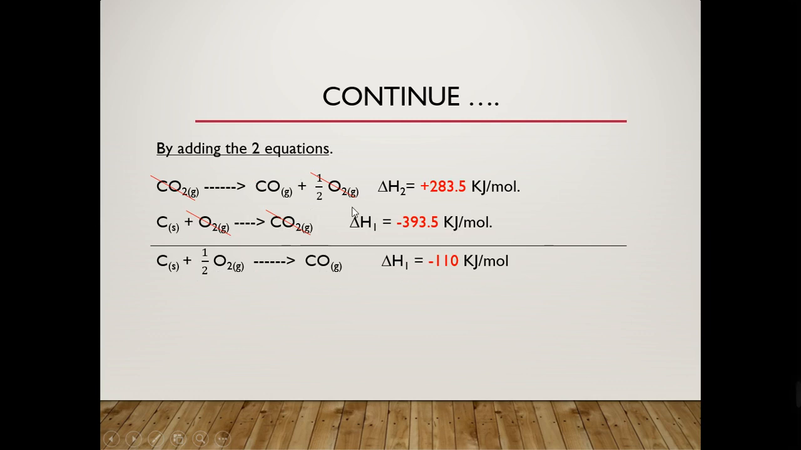By adding this equation, we have to add the delta H of each reaction. Positive 283.5 plus negative 393.5. By adding these numbers, the resulted delta H is negative 110 kilojoule per mole, and this is the final result.